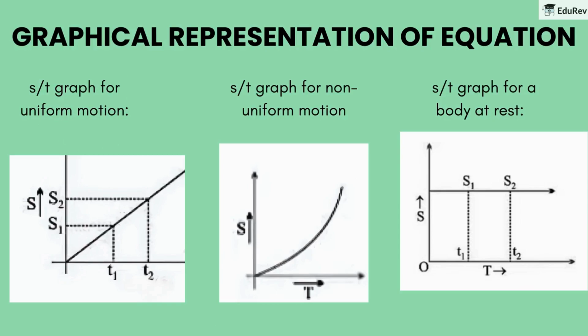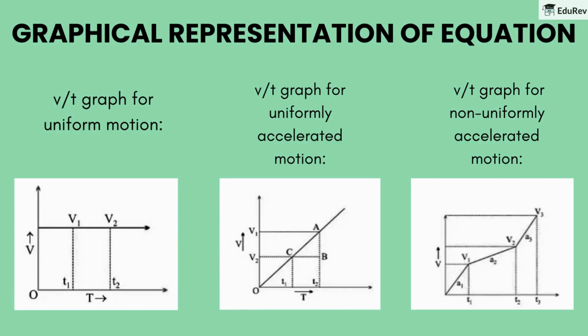Now here, we have graphical representations of position-time graphs for different types of motion. The first one is distance-time graph for a uniform motion. See how a body covers equal distances s1 and s2 in equal time intervals. The second one is distance-time graph for a non-uniform motion. See how a body covers unequal distances in equal time intervals. The third one is distance-time graph for a body at rest. See how the distance remains the same as the time increases because the body is not moving.